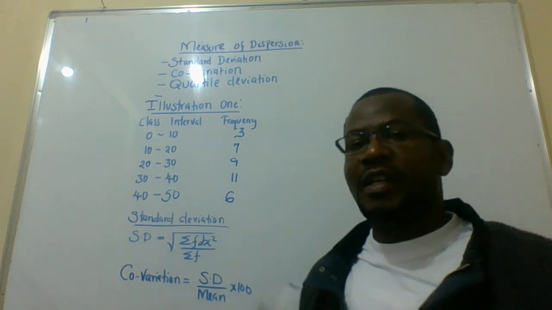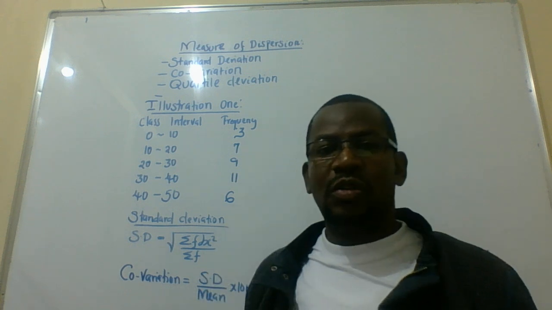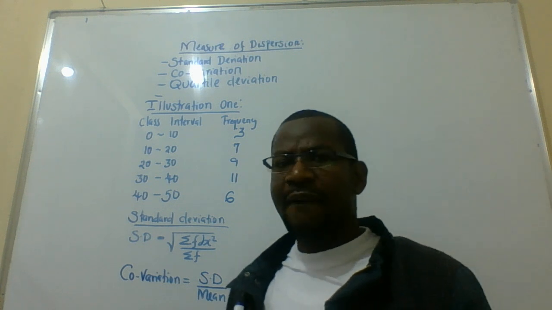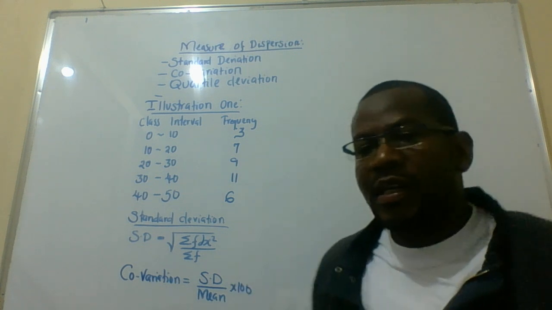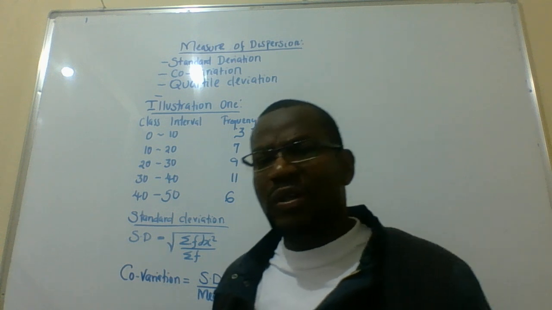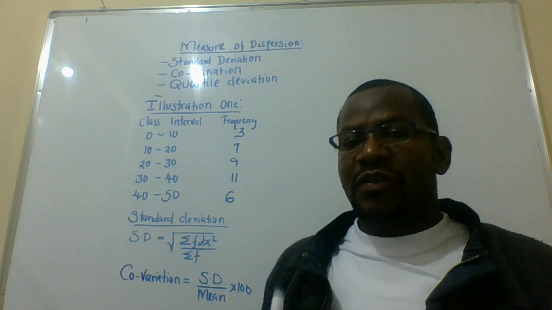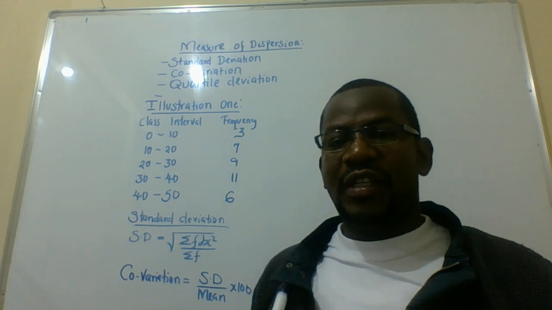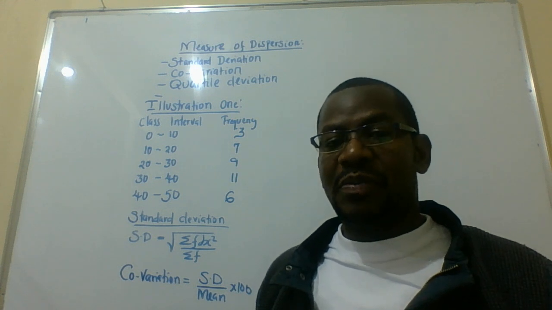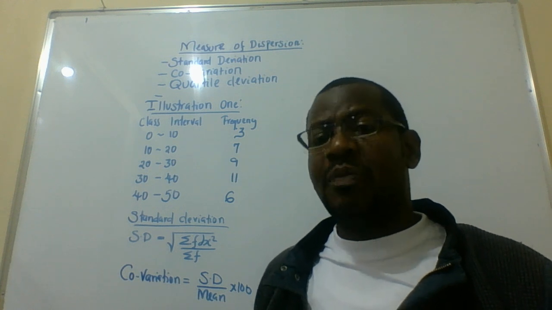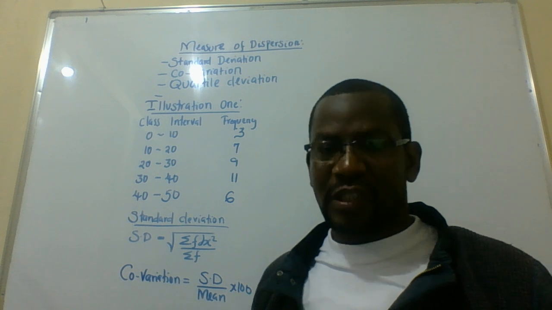Today's class, and today we are going to look at measures of dispersion. Like what we said in the last class, features of a good measure of dispersion entail that it should be specific. It should also take into account all items, be simple to calculate, etc.